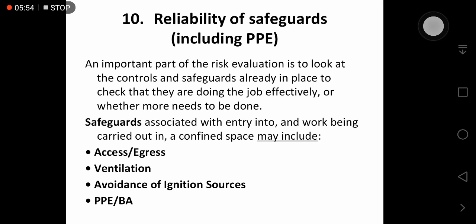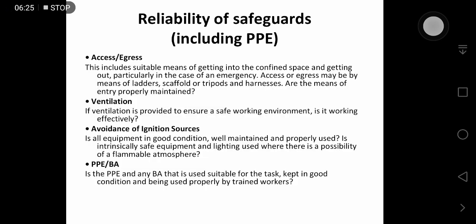An important part of the risk evaluation is to look at the controls or safeguards already in place to check that they are doing the job effectively or whether more needs to be done. Safeguards associated with entry into or work being carried out in a confined space may include access and egress, ventilation, avoidance of ignition source, PPE or breathing apparatus. Access and egress should include suitable means of getting into confined spaces and getting out, particularly in the case of an emergency. Access or egress may be by means of ladders, scaffold, or tripods and harness. And also consider, are the means of entry properly maintained?